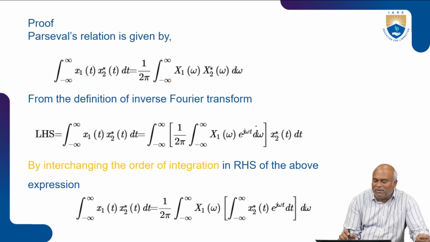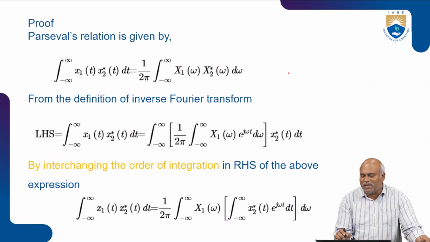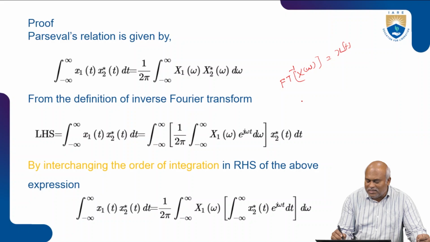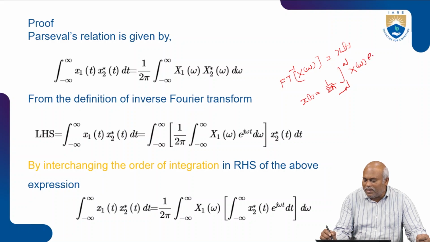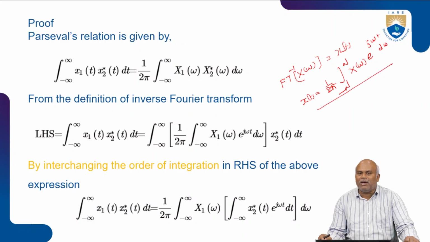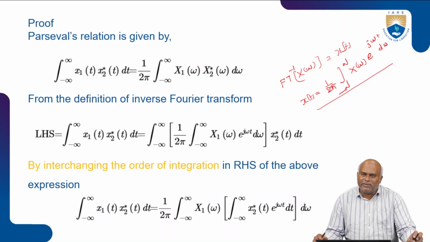From the definition of the inverse Fourier transform, we know that the inverse Fourier transform of capital X of omega is equal to small x of t, and x of t is equal to 1 by 2 pi times the integration from minus infinity to plus infinity of X of omega e power plus j omega t d omega. This equation we should adapt for the proof of the Parseval relation.